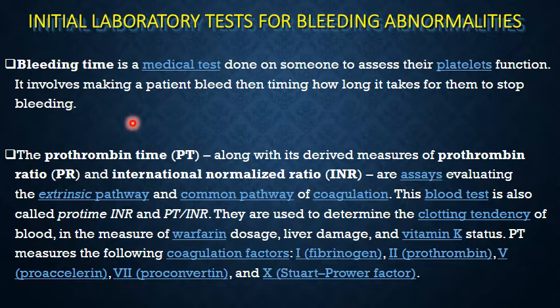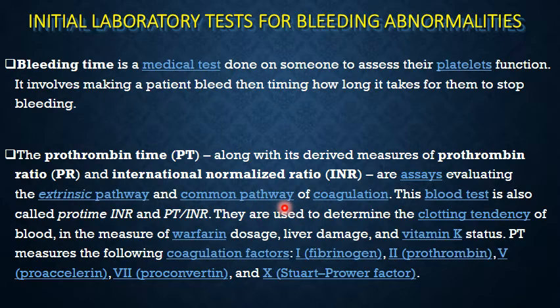The other tests done in the laboratory also include the prothrombin time. Prothrombin time, along with its derived measures of prothrombin ratio and INR, the international normalized ratio, are assays evaluating the extrinsic pathway and common pathway of coagulation.